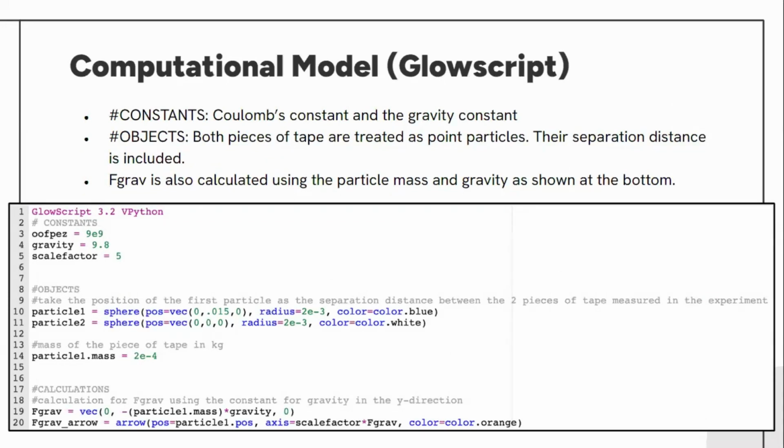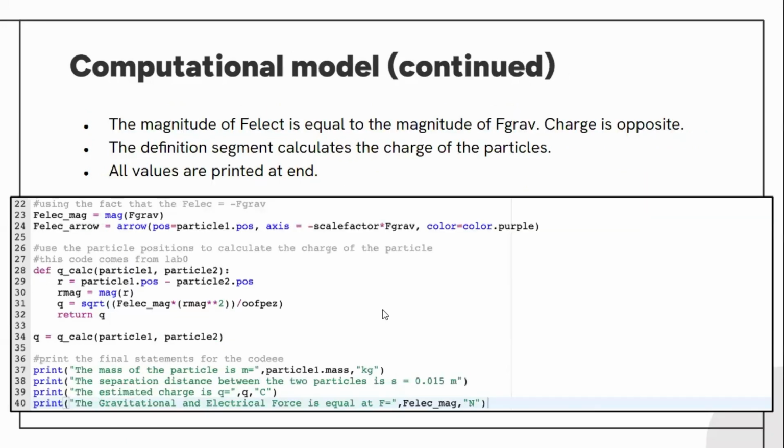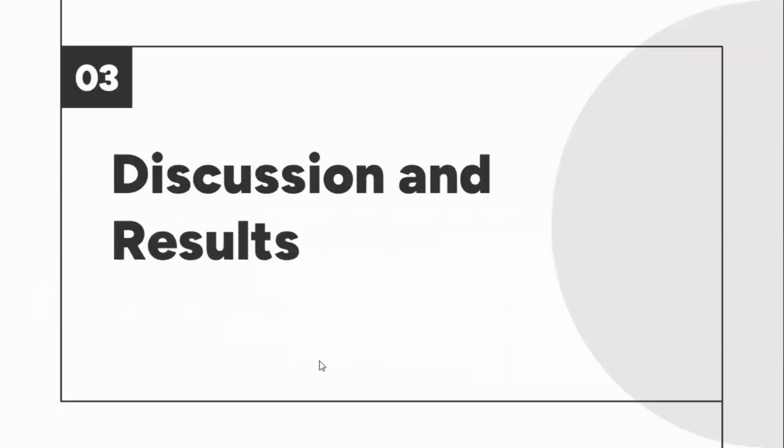Computational model. Coulomb's constant and the gravity constant are both defined in the code. Under the object section, both tapes are treated as point particles, and their separation distance is included within the vectors. F-grav is also calculated using the particle mass and gravity as shown in the bottom part of the code. The magnitudes of F-elect and F-grav are equal, charge is opposite. The definition segment in the middle calculates the charge of the particles for both tape A and tape B. All values are printed at the end, as seen at the bottom in green.